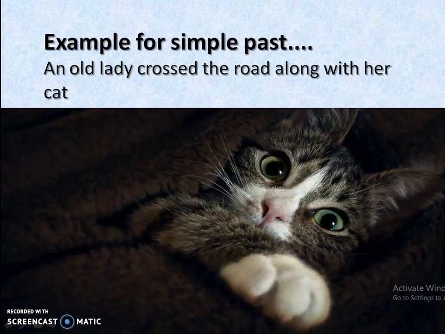Example for simple past. An old lady crossed the road along with a cat. This sentence contains just V2 form of verb, that is crossed, so it belongs to the simple past category.